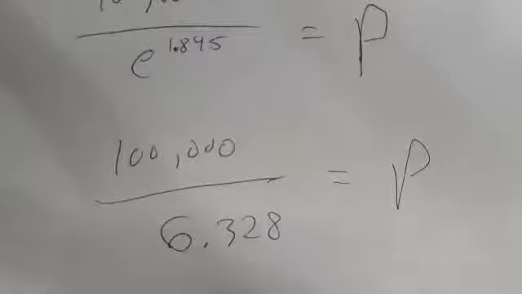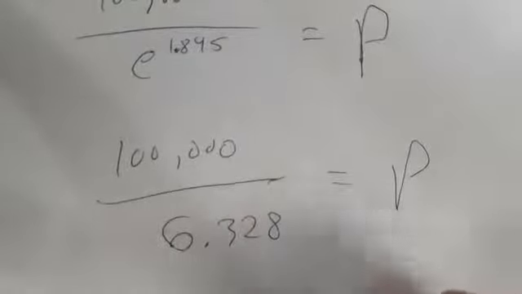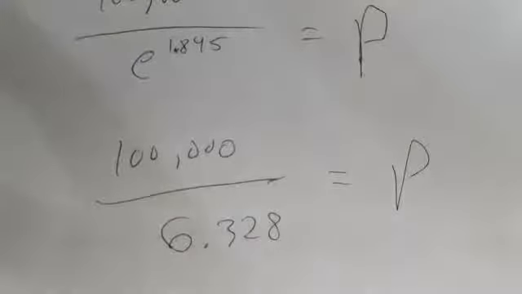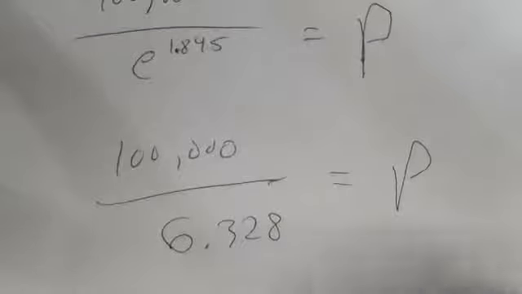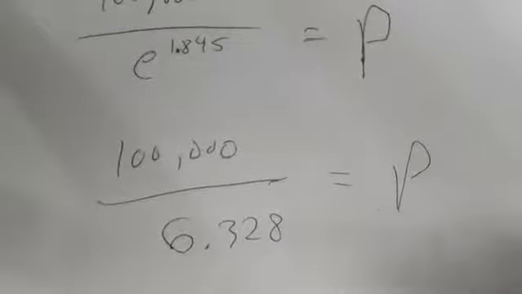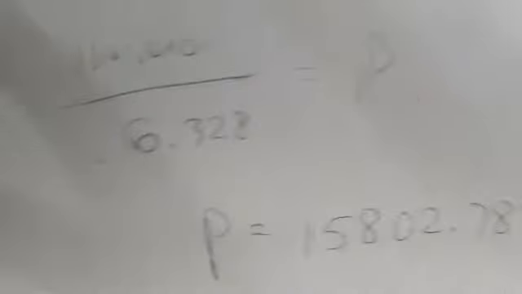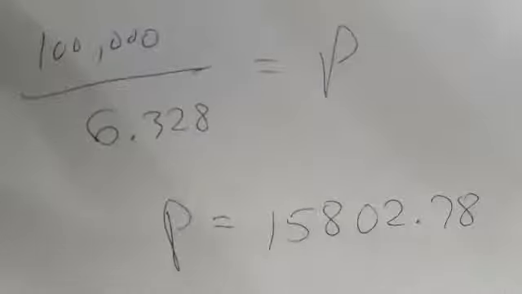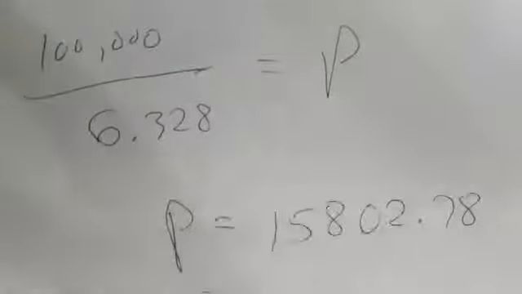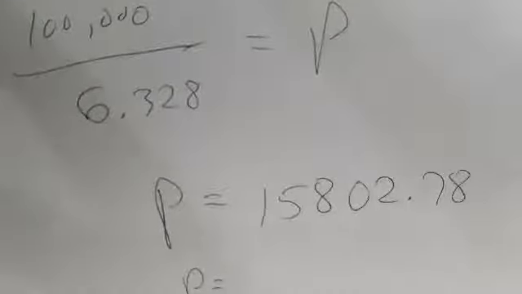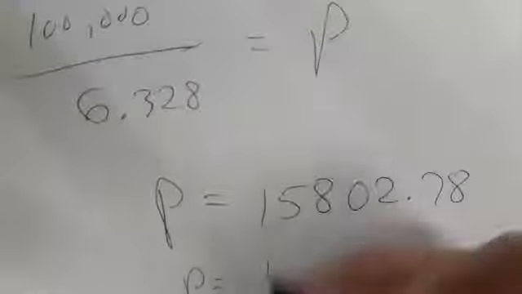If you do this, you will be just a couple cents off. Rounding it to 6.328, I'm going to get something like 15,802.78. And so that is rounded. If you didn't round it, when I do things in my calculator, I just recall the answer and don't usually round things. You're going to end up with 15,802.53, right?